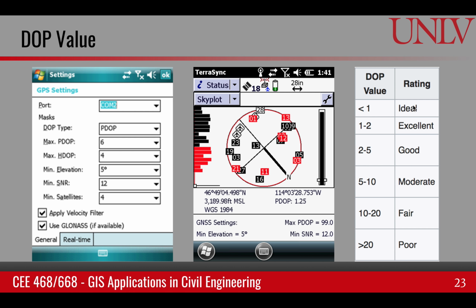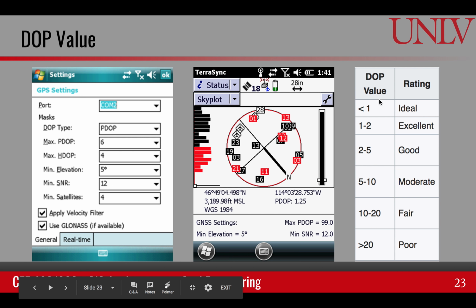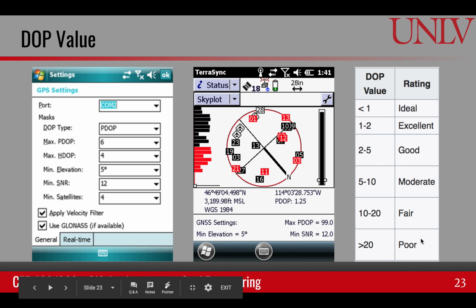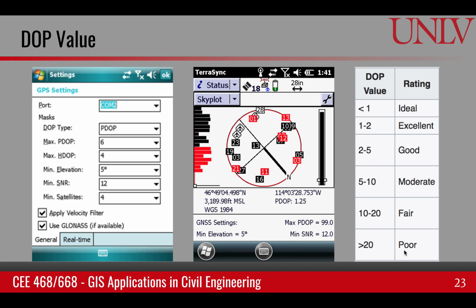And if we look at these numbers, there's an ideal and there's a poor range. So if the dilution of precision is less than 1, that's good. That means the satellites are widespread and we are getting a very good precision of our position. But if it's between 1 and 2, it's excellent. And there are these other ranks. But at the end, if it's greater than 20, that means it's a very poor measurement. So it possibly should be ignored.